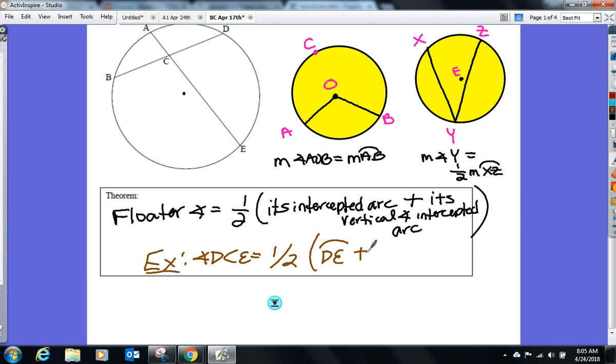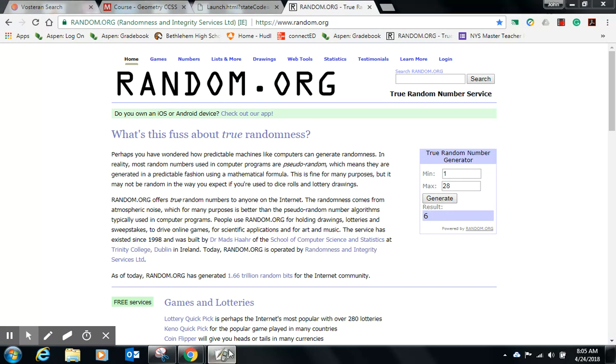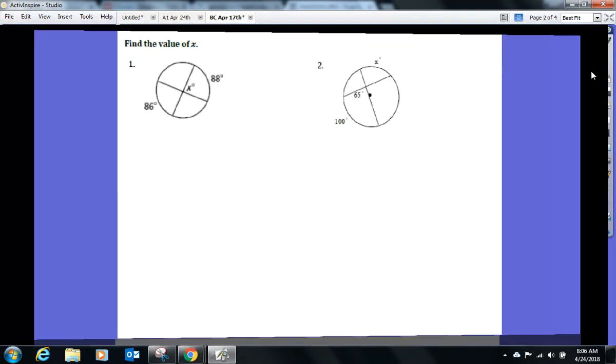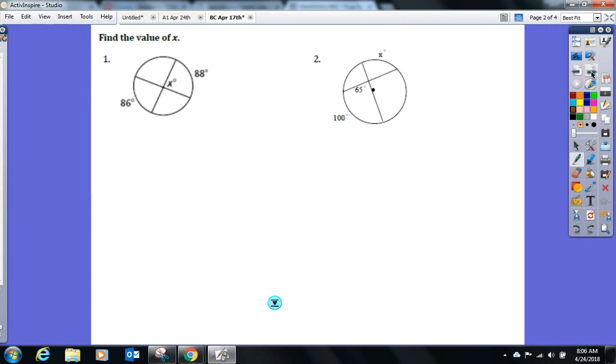Right there for you. Got it all set up. Thank you, sir. Vertical angle's arc, name it. AB. Nice job. Does everyone see how it's going to work now? A floater angle. Half of its arc plus its vertical angle's arc. Simple, simple. Let's apply it.